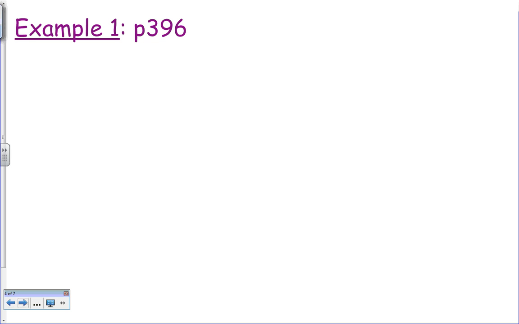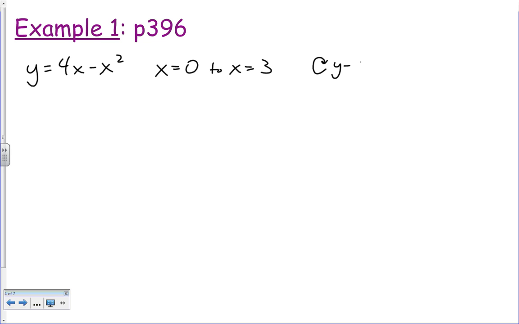In fact, the example is the sketch we started off with here. It says the region under the graph of y equals 4x minus x squared from x equals 0 to x equals 3. Let me write that down. We have y is equal to 4x minus x squared, and that's from x equals 0 to x equals 3. And it says it's rotated about the y-axis to form a solid. So we're going to rotate this thing around the y-axis.